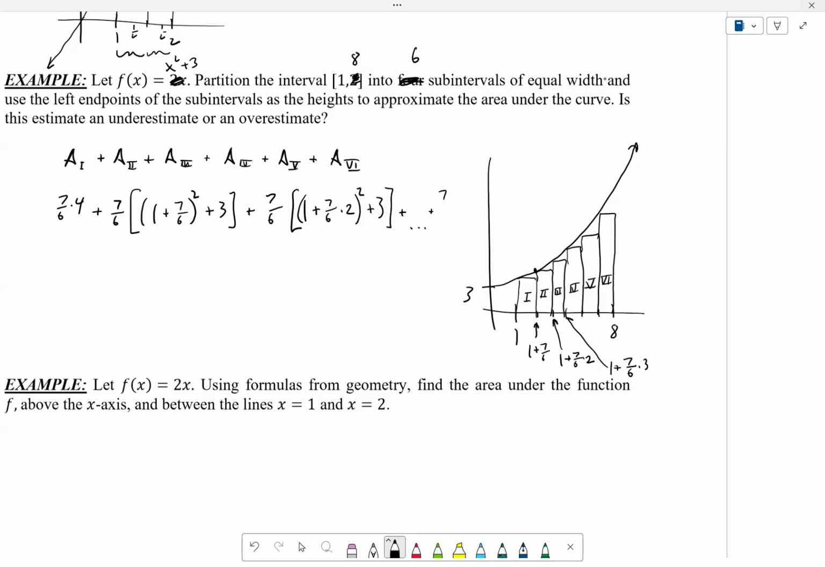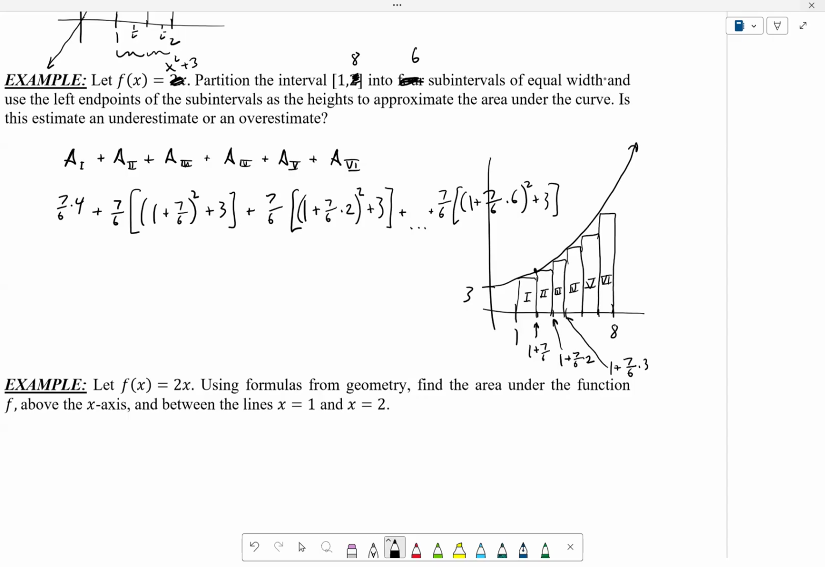The last one is going to be 7/6 times 1 plus 7/6 times, how many are we adding? Let's say this is times 1, 2, 3, 4, 5. Is it times 6? Am I getting that right? Because there are 6 of them. Did I do that right? Right, the first one was 7/6 times 1, the second one was 7/6 times 2, the third one 7/6 times 3, etc.